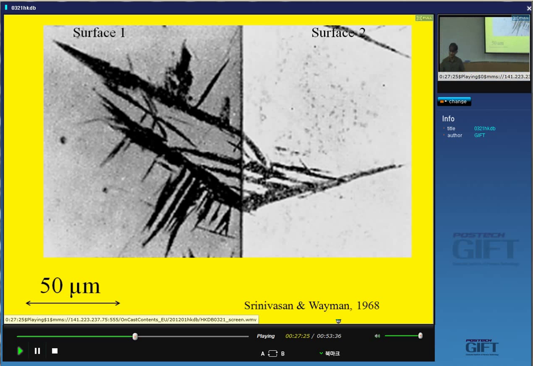Yeah, so this is a very good way of distinguishing bainite from martensite in a specimen which contains both, even using optical microscopy. Why does the bainite etch darker?